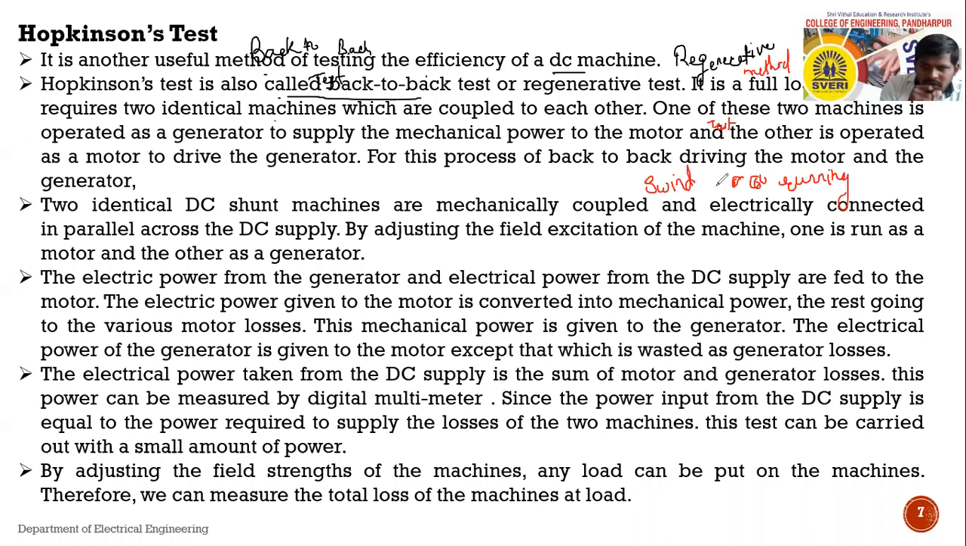These are the two drawbacks we have discussed previously in the case of the Swinburne test. In the Swinburne test only a running test can be conducted, but in the Hopkinson test we are able to run both machines at full load condition. A full load test can be carried out on two identical machines when they are coupled to each other. On those coupled machines we conduct the Hopkinson test.